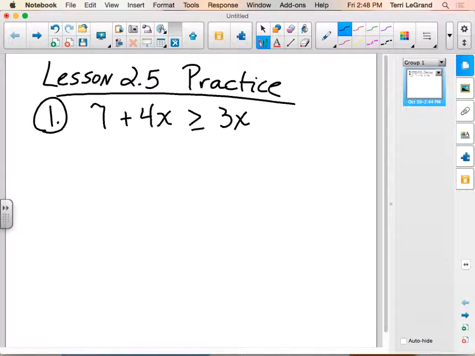What's another thing we could do? Russell? Subtract 3x. We can subtract 3x from both sides. What's another thing we could do? It doesn't mean it necessarily has to be the first move, but it could be a first move, Russell. You could possibly subtract 7. Yeah, you can subtract 7 from both sides if you wanted to. Anything else?